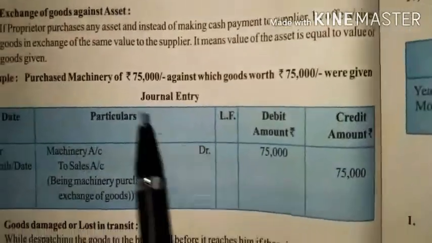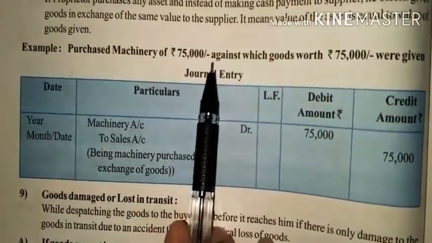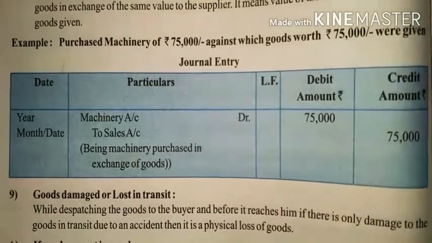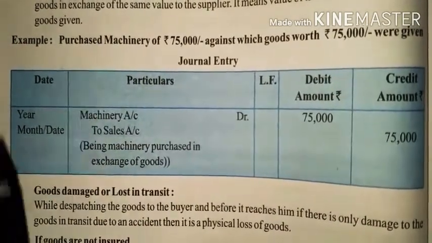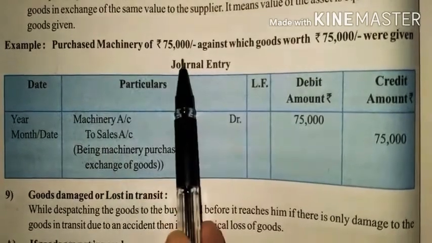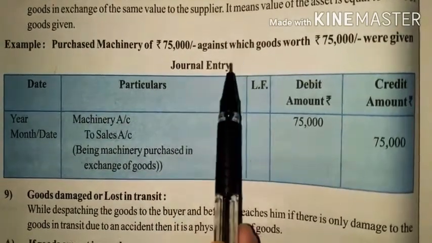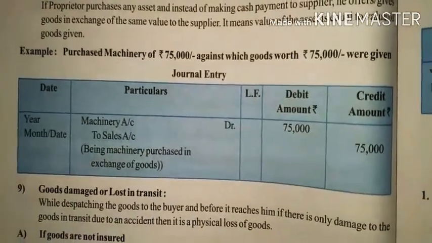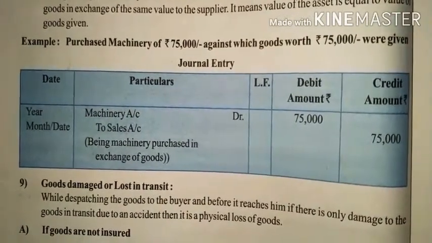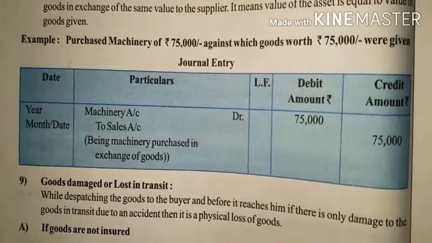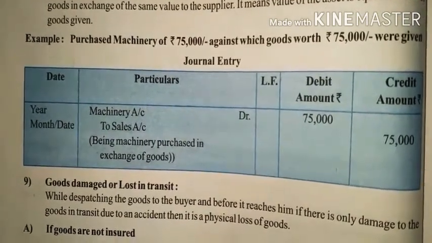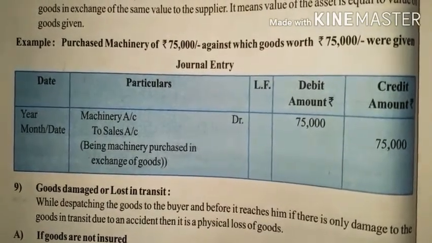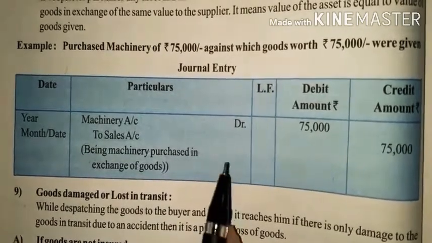Let's see an example on this. Purchased machinery of rupees 75,000 against which goods worth rupees 75,000 were given. Very simple. You have purchased machinery and in return you are giving goods worth rupees 75,000 to the supplier. This is how the transaction is given. The journal entry: Machinery account debit. As you have purchased machinery, the account is a real account. Debit what comes in, that is by debit effect.